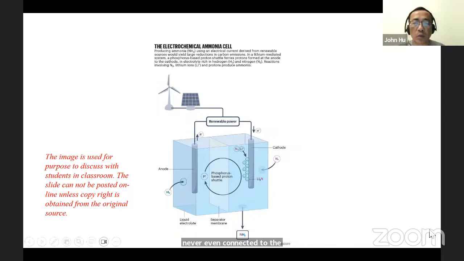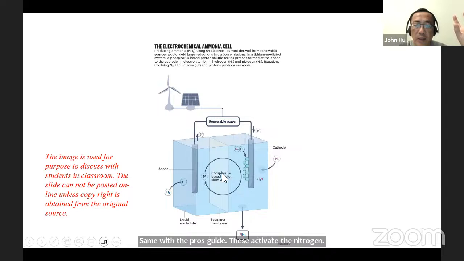But there's a group that developed this cell using a different material, a lithium-mediated system. It's really a battery, and basically they produce ammonia. So the key is the lithium. If you're familiar with inorganic chemistry, same as with perovskite, lithium can activate the nitrogen. You see the nitrogen coming in and reacting with the lithium, and then they form the ammonia. But the whole system is driven by renewable power.